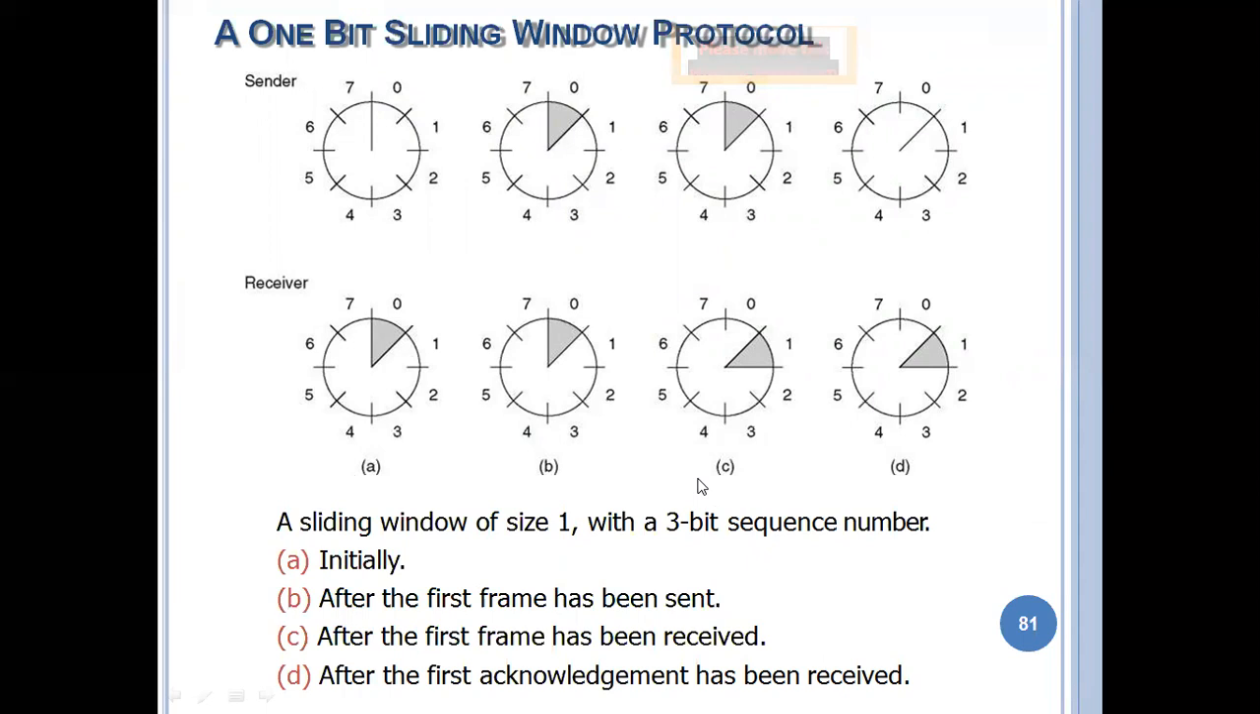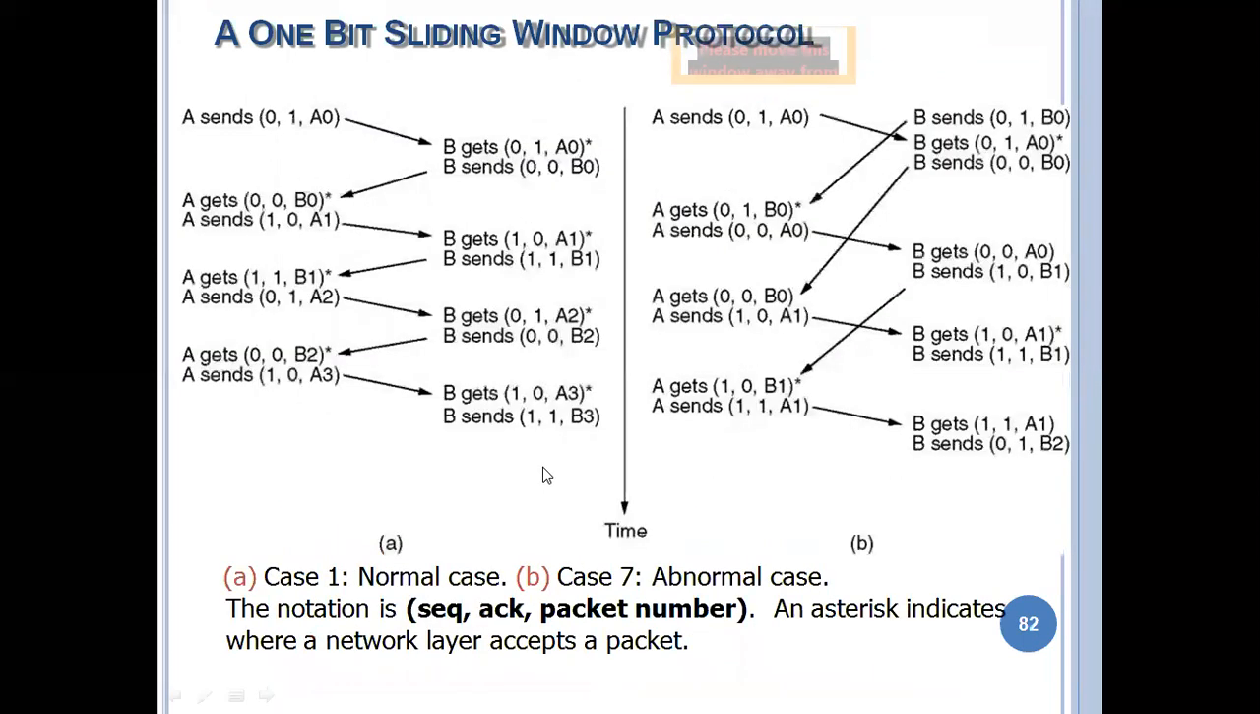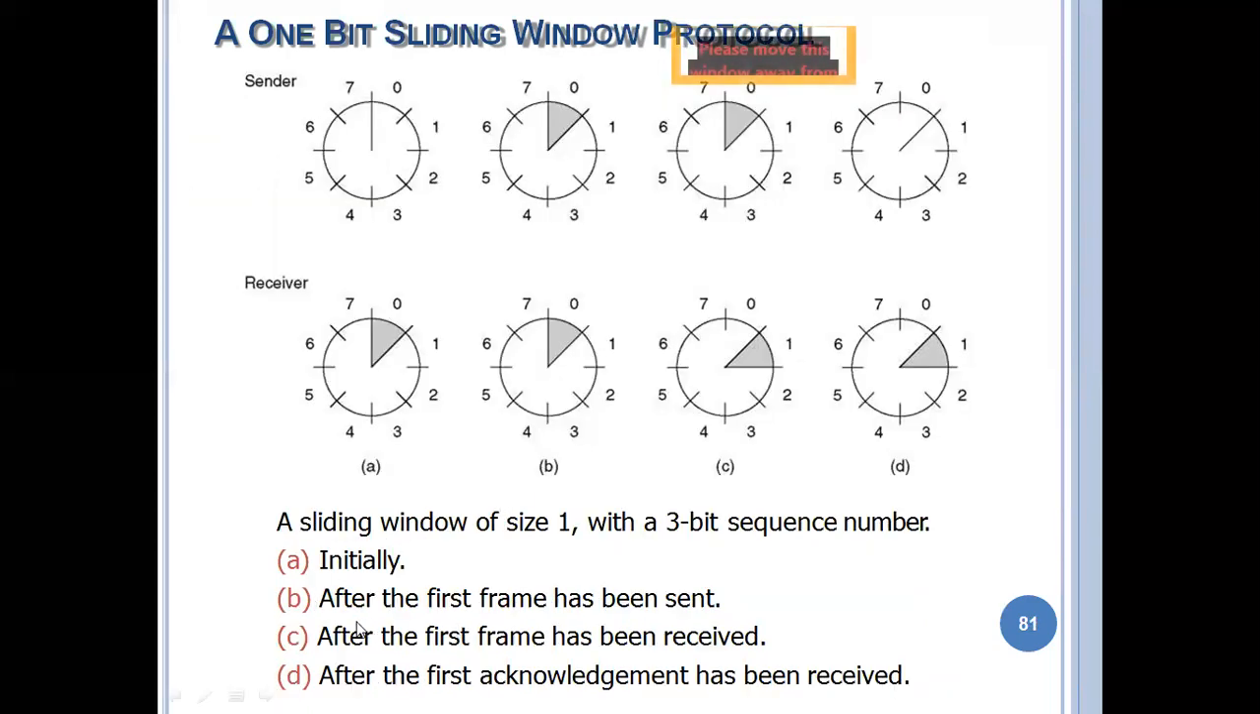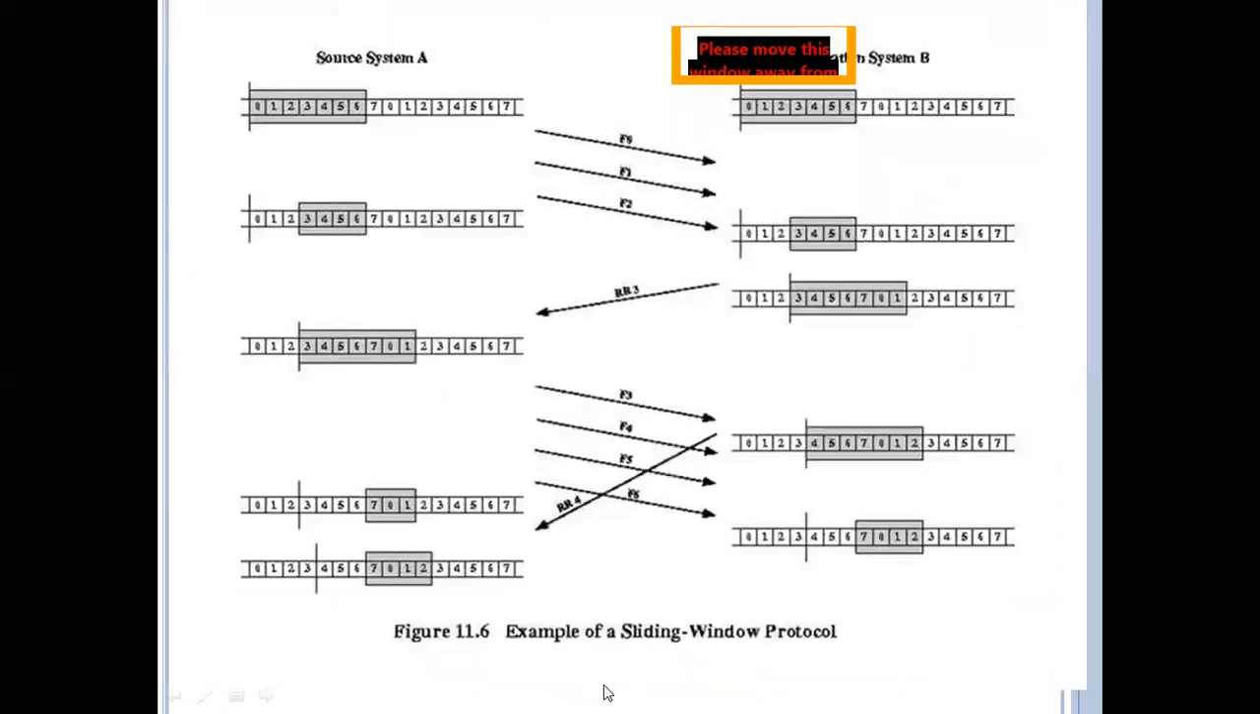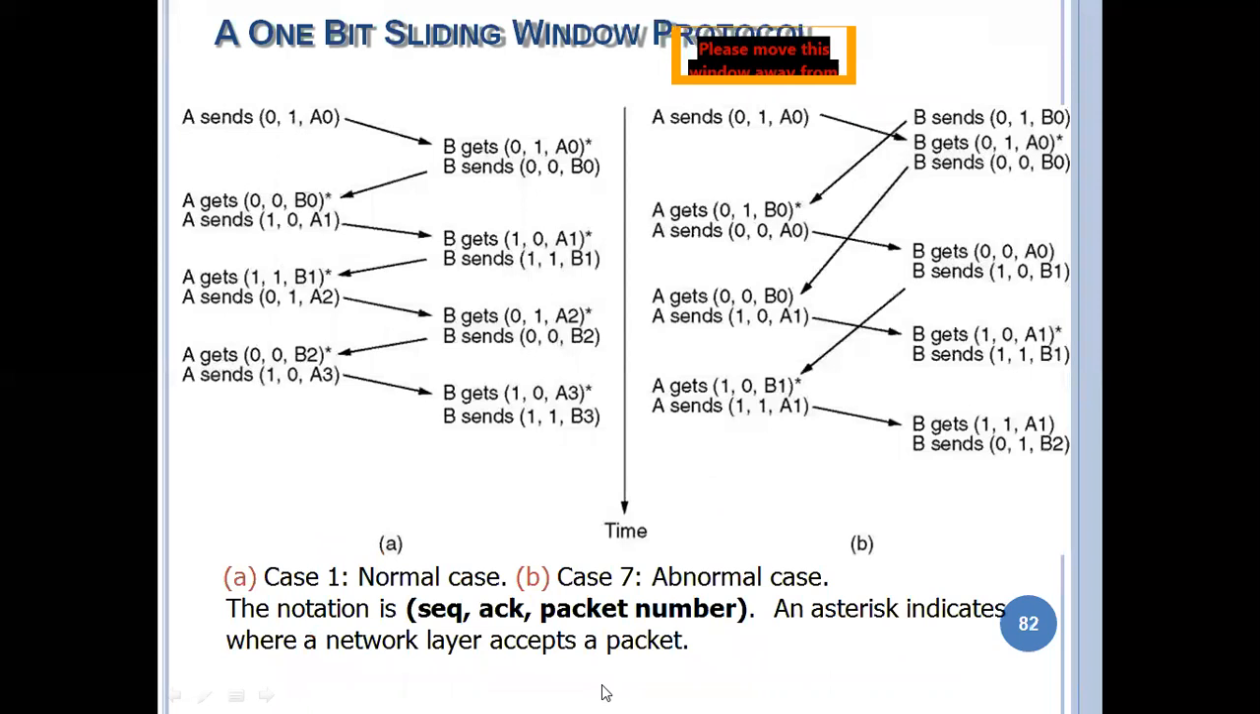Please note this down and practice. This one is very important in the sliding window protocol. So here is the example. What we have to discuss is: initially, after the frame is sent, after the frame is received by the receiver, and then the acknowledgement by the receiver.